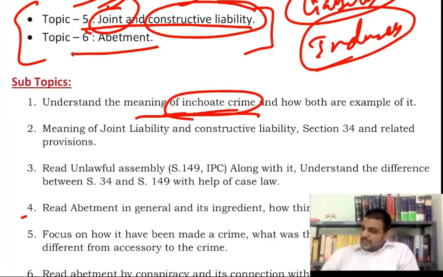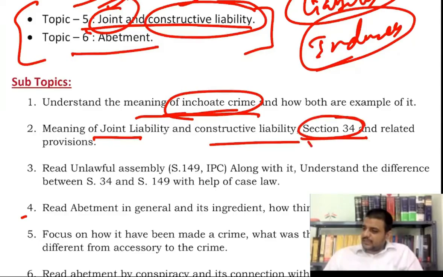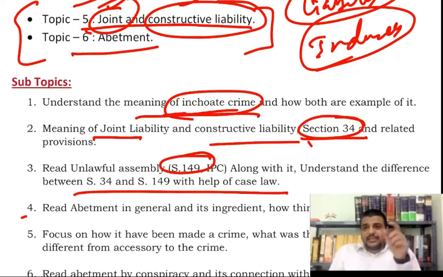Then you will come to the meaning of these two separately and differentiate between them, section 34 and section 149. What is the meaning and what is the difference between them? Understand it with the help of case law. Read the cases where there is a clear differentiation between unlawful intention and unlawful object. There are other differences also, like in section 149, 5 people are needed. The question is, how are 5 people needed? You have to go into the nitty gritty of it.